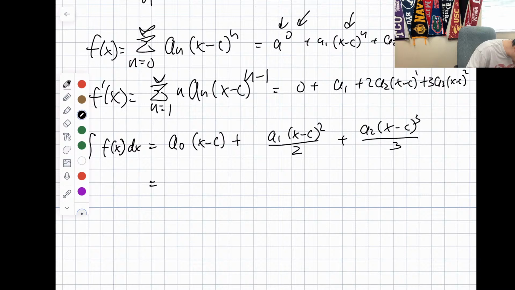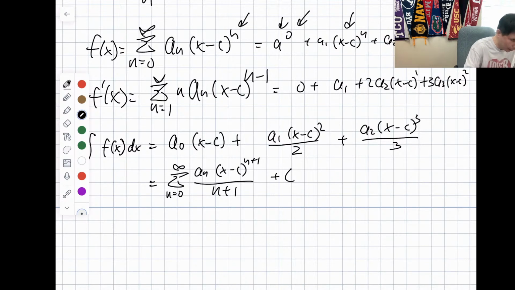So we can generalize this. It can be the summation n equals 0 to infinity of a_n times (x minus c) to the n plus 1 over n plus 1, plus c. Now, you could have just done the integral of this. It becomes n plus 1 over n plus 1, right? That's very easy for you to see. It's not something very complex. Is the plus c included in the summation? Plus c is after. C is a constant. So it is not.